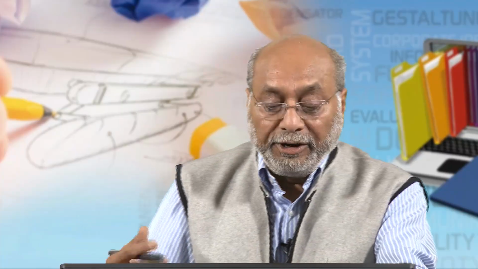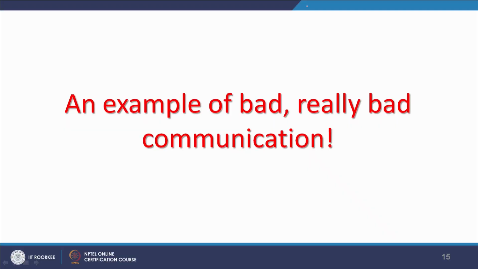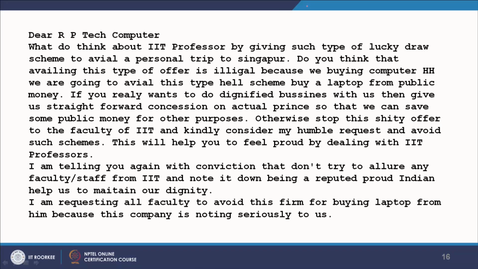So, I am going to show you some examples, really bad examples of communication. See here, someone is communicating to a company, and if you go through this, you would find any number of mistakes, not only on the English aspect, but the technical aspect also. And many times you would find that the different sentences are self-contradictory. So, this is one of the very bad examples of communicating.